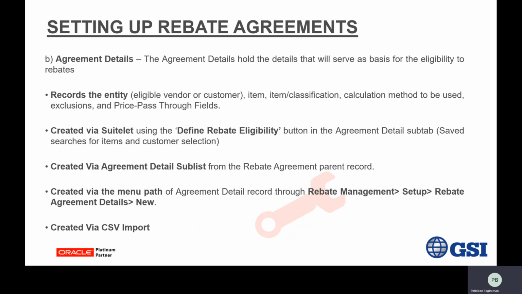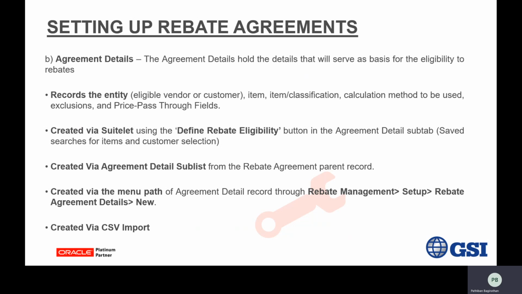So for example, you have a torchlight, and basically there's 4 different torchlights. So you have a classification that's saying this is a torch kit, and within that kit you have 4 different types of torches. So that's under a classification. If you add an item to that classification, then you don't have to make any changes to that agreement detail because it's already in the classification, okay? You can exclude certain items.